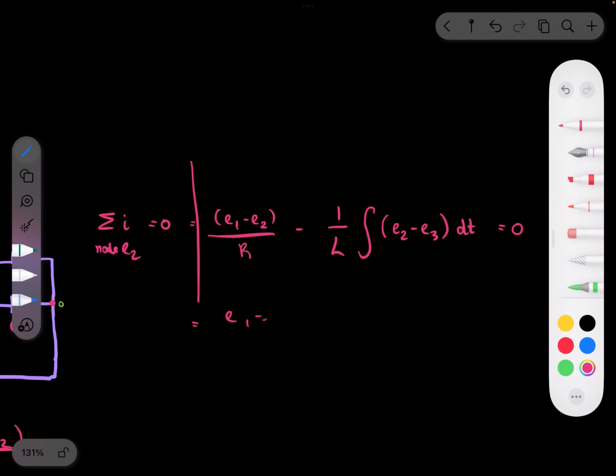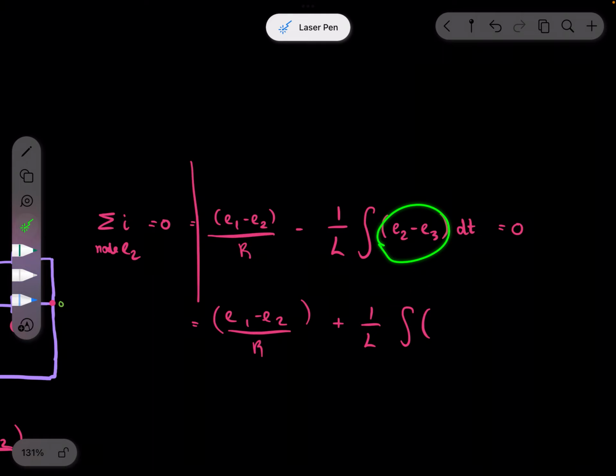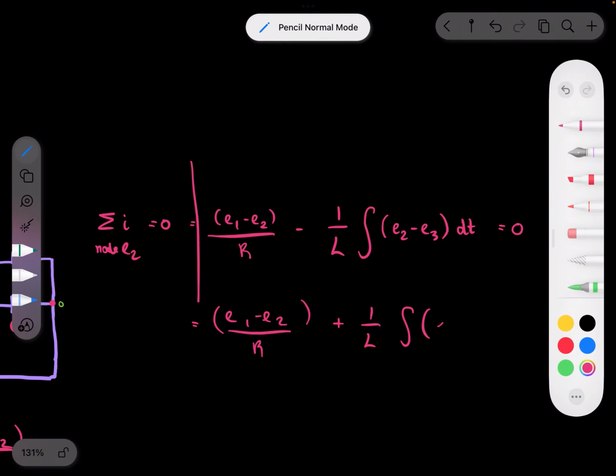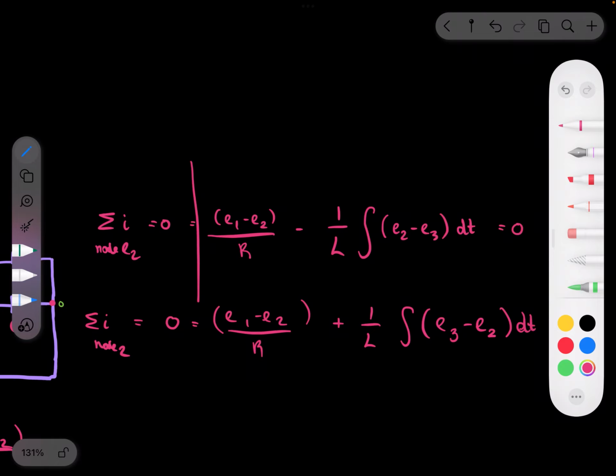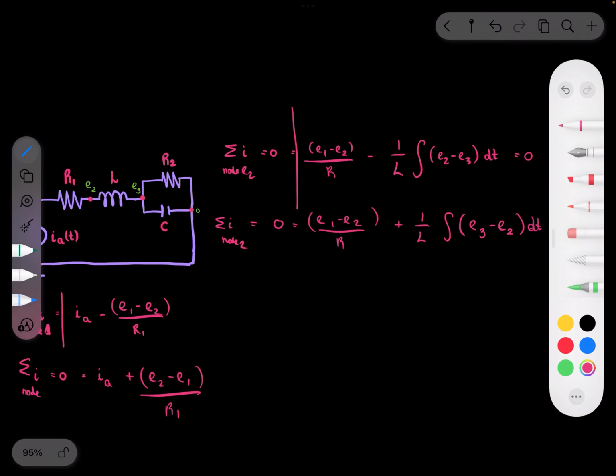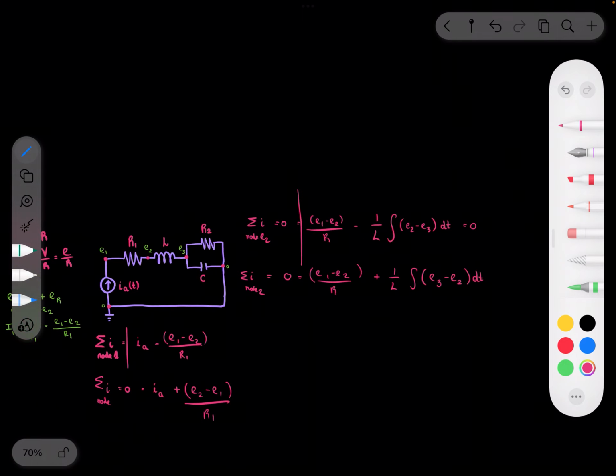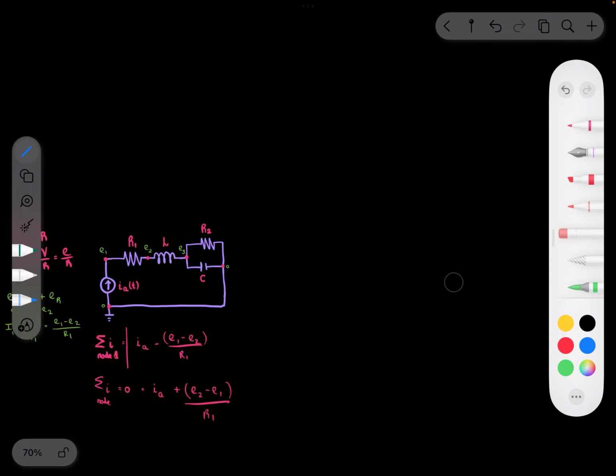Now, if we want to write it with a plus sign, you could get E1 minus E2 over R plus 1 over L, integrate, and just inverse whatever you have in the brackets when you're changing the sign. So E3 minus E2 with respect to dt equals 0 equals the sum of current at node 2. Okay, now last one. Let me delete this.